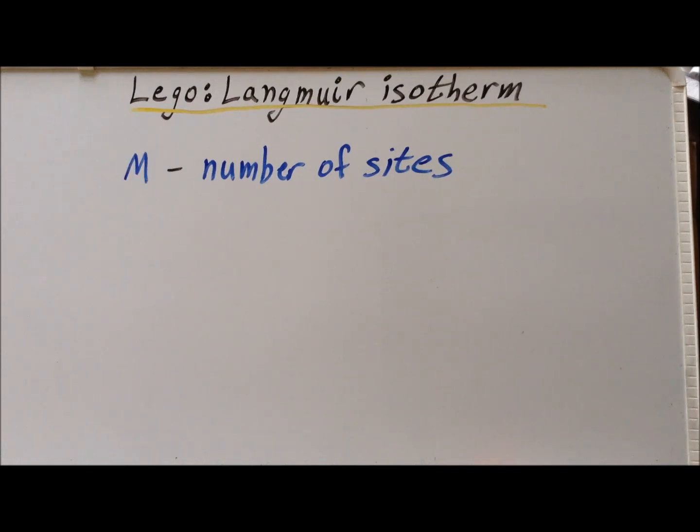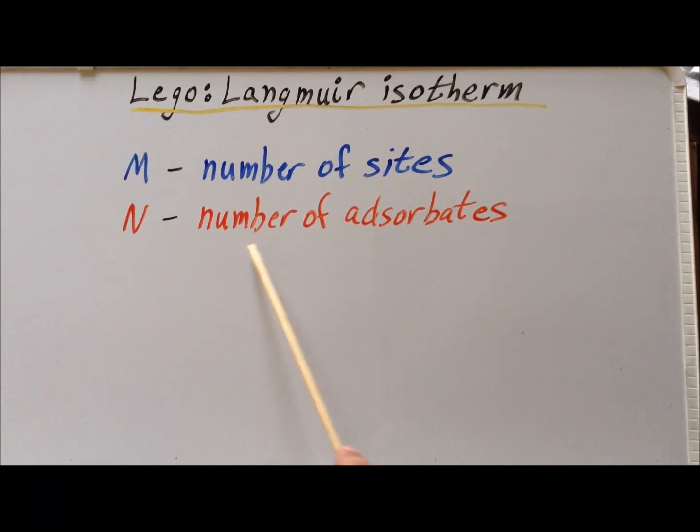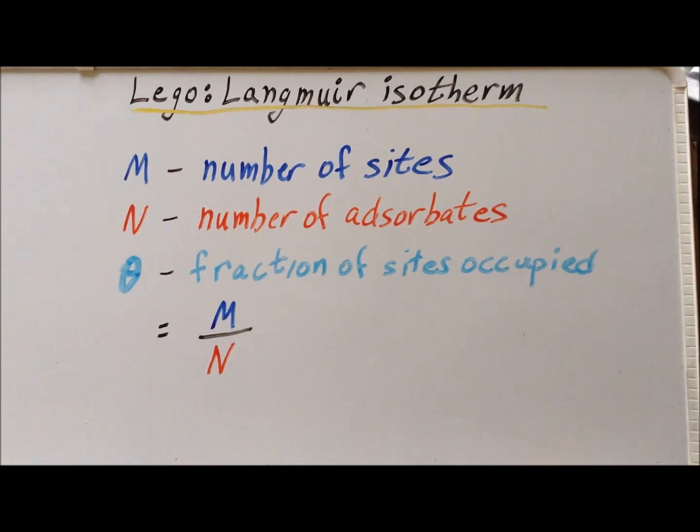The first important variable in the Langmuir isotherm is M, and this is the number of adsorbent sites available for our gas molecule to adsorb at. The variable capital N gives us the number of adsorbates. This is the number of gas molecules that adsorb onto the surface. The variable theta gives us the fraction of the available sites that are actually occupied by adsorbate molecules, and we can calculate this as M divided by N.